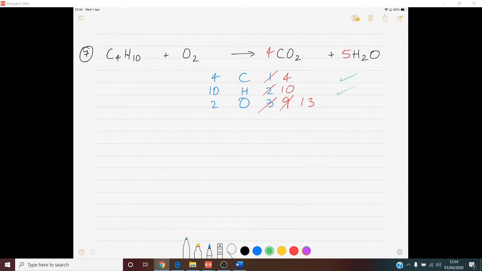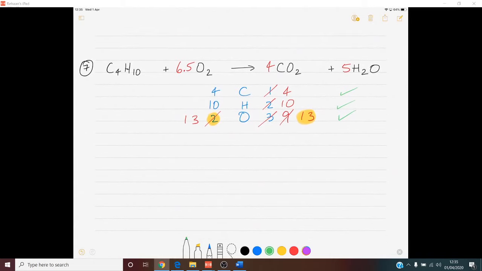Carbon is balanced, hydrogen is balanced, oxygen is not balanced. Half of 13, because remember we're trying to go from 2 to 13. We have to multiply by 6.5. I'm going to make a bit of space for myself. And that gives us 13 oxygens. This is now balanced, it's looking good. But remember the issue, which is we do not like to leave decimals in our balanced equation. We need nice round whole numbers.